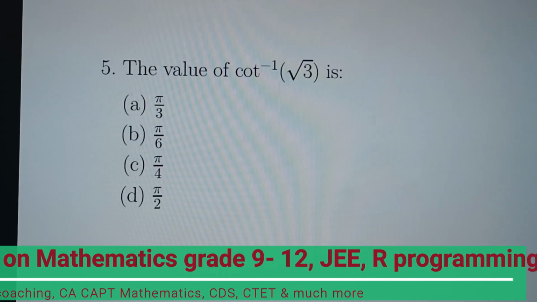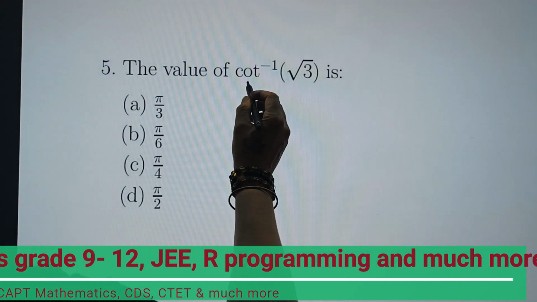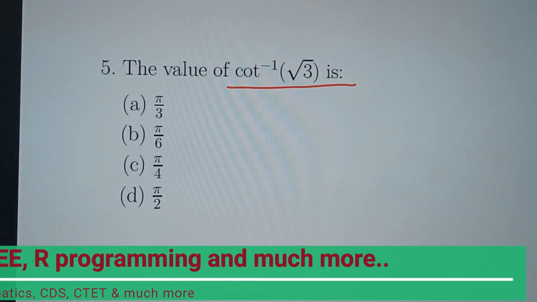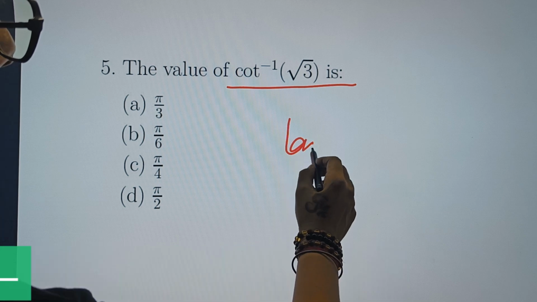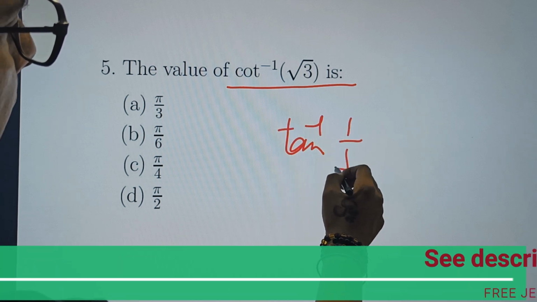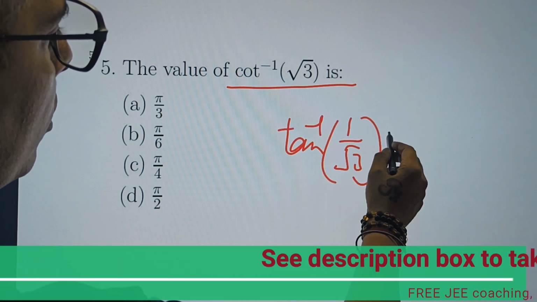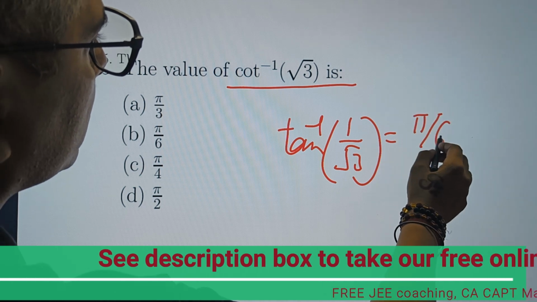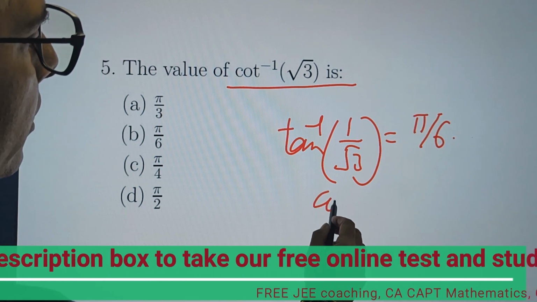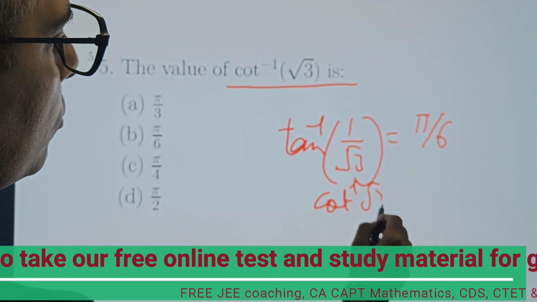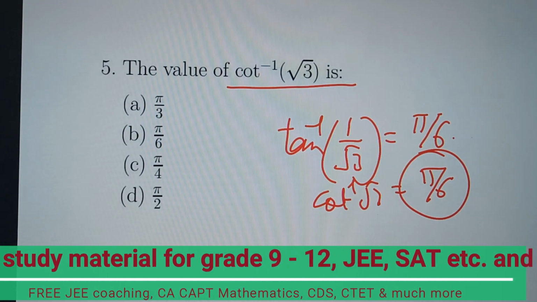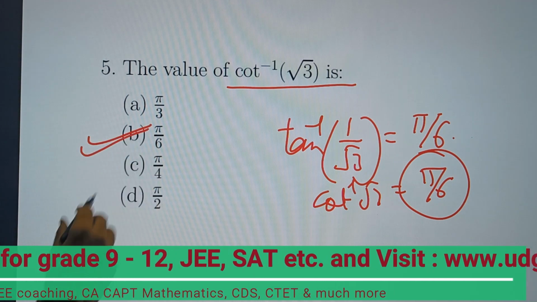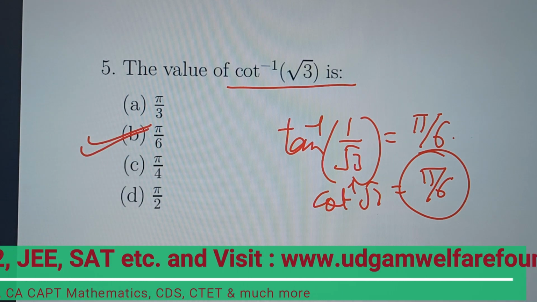So student, this is our next question, which states the value of cot inverse root 3 is what? So we know that tan inverse 1 by root 3 is what? Pi by 6. So similarly, cot inverse root 3 is equal to what? Pi by 6 only. So our option is option number B. B is the correct answer here.